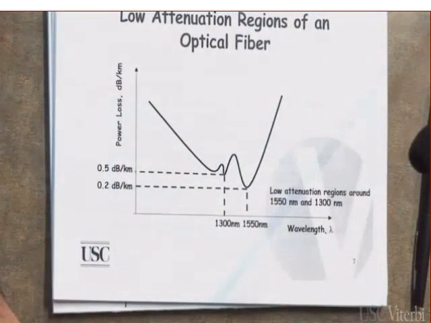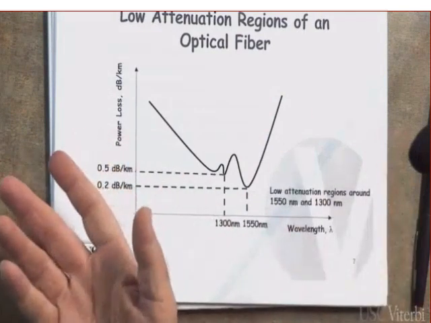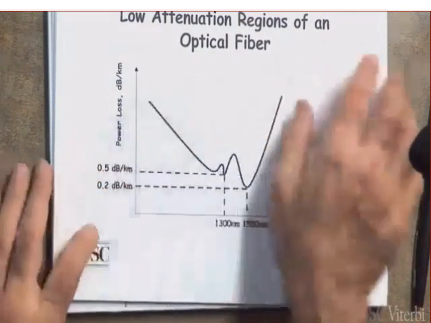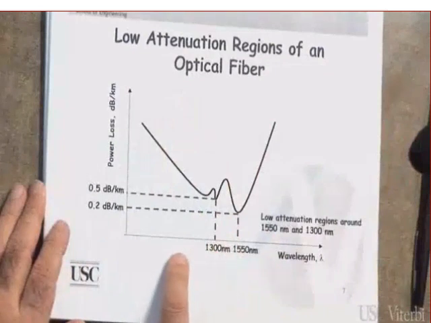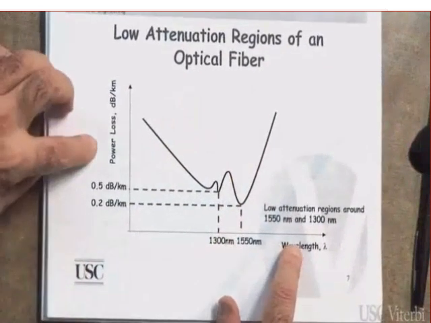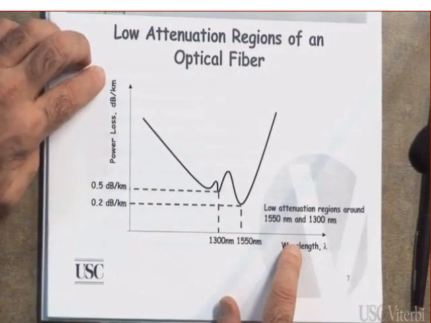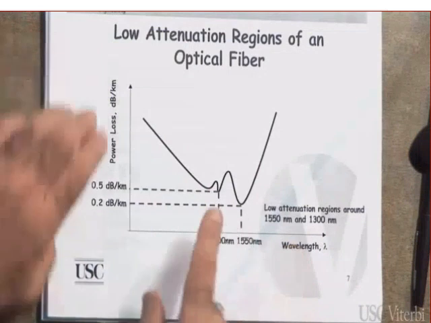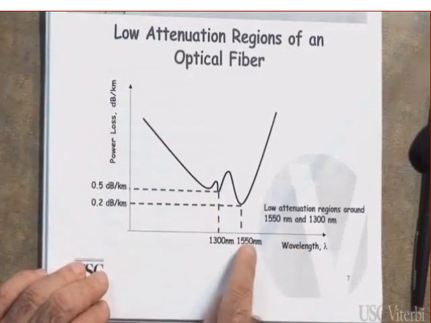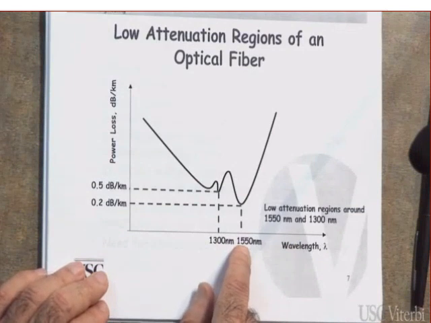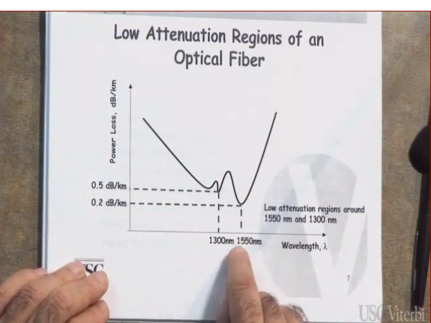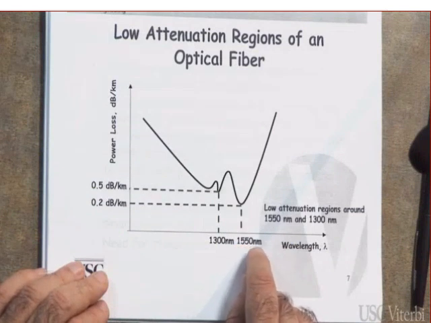Now, the question then becomes, what wavelength should we use? So they did experimentation on different wavelengths, and they measured how much loss in the optical signal, how much loss per kilometer, in dB per kilometer. What did they end up with? They ended up finding that the best wavelength there is the one at 1550 nanometer.